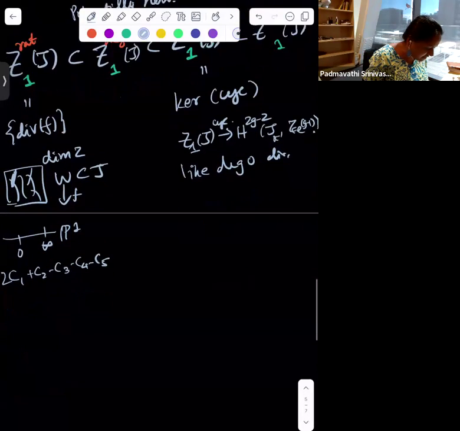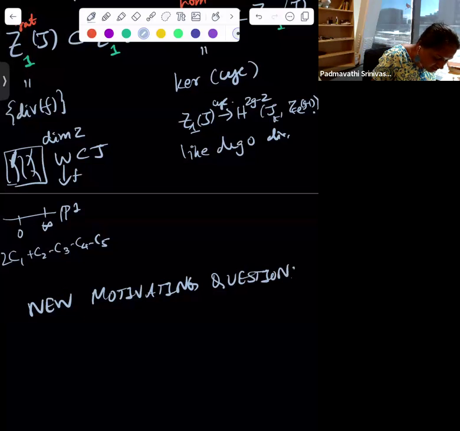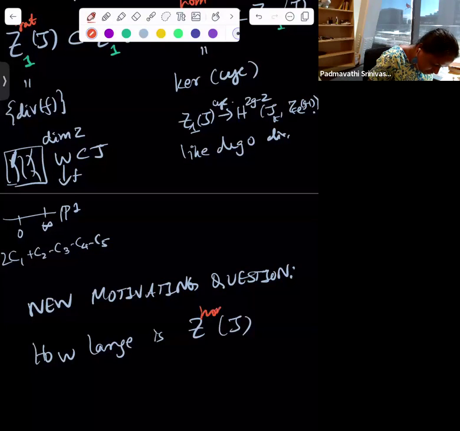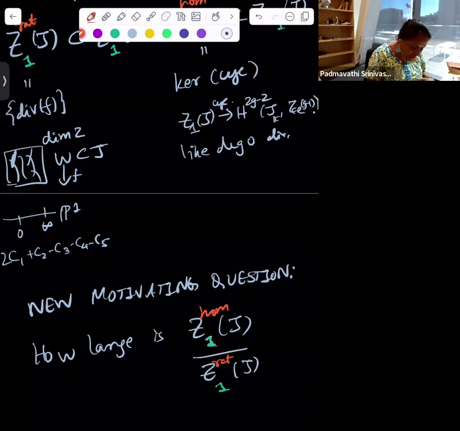And the main question, the new motivating, 20th century question, upgrading what we had about questions about the Jacobian. I mean, if you wanted an exact analog for how large is J of K, the exact analog would be how large is this quotient of homologically trivial cycles mod algebraically trivial cycles. And that's quite a difficult problem. So this quotient group, this is like the Chow group.